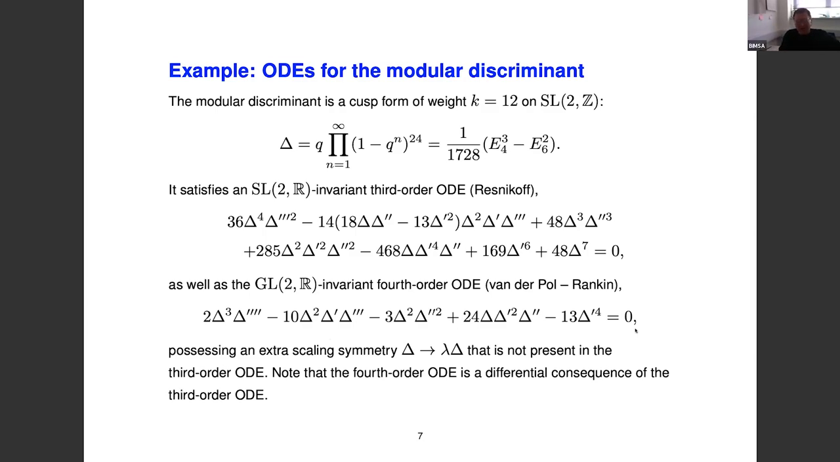You have to somehow play with them a little bit to construct something GL2R invariant. And this is precisely the thing which you obtain if you take this equation, its derivative, and you play with them. Then you can construct something GL2R invariant. Okay, this is what I'm going to do for other modular forms, to present a third order differential equation and a fourth order differential equation, SL2R invariant and GL2R invariant. And they are expressed in terms of differential invariants of the group. So let me move on to the general construction.